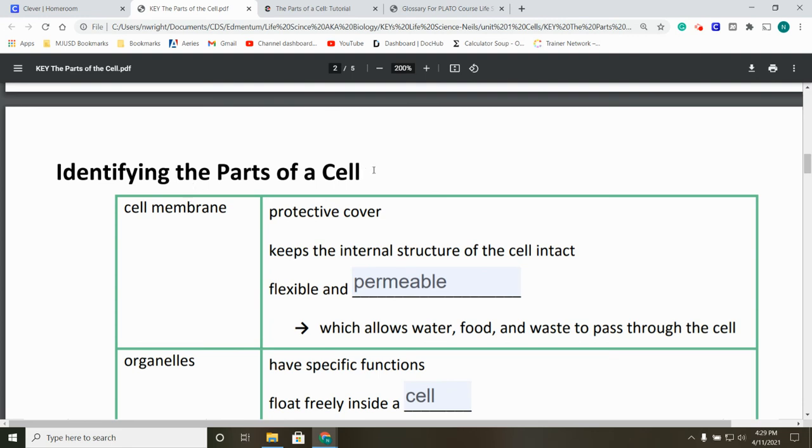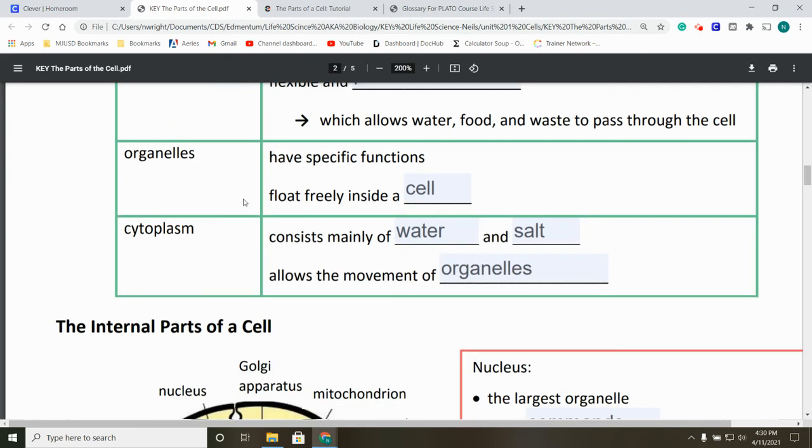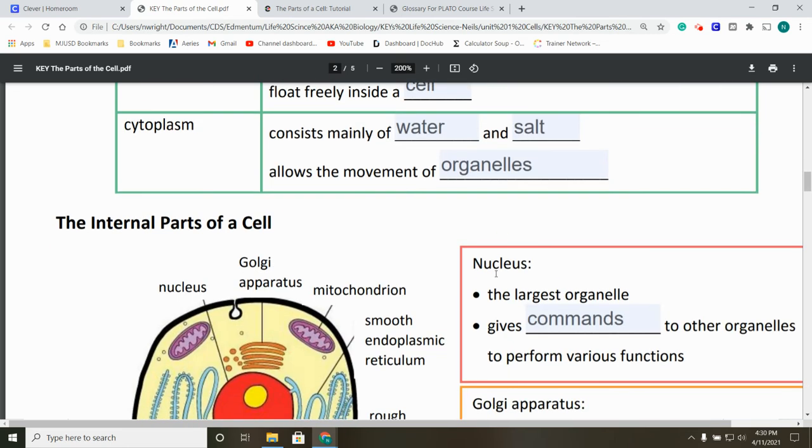Identifying the parts of a cell. Cell membrane. It's the protective cover. It keeps the internal structure of the cell intact. It's flexible and permeable, which allows water, food, and waste to pass through the cell. Organelles. Organelles have specific functions. They float freely inside a cell. Cytoplasm consists mainly of water and salt. It allows the movement of organelles.